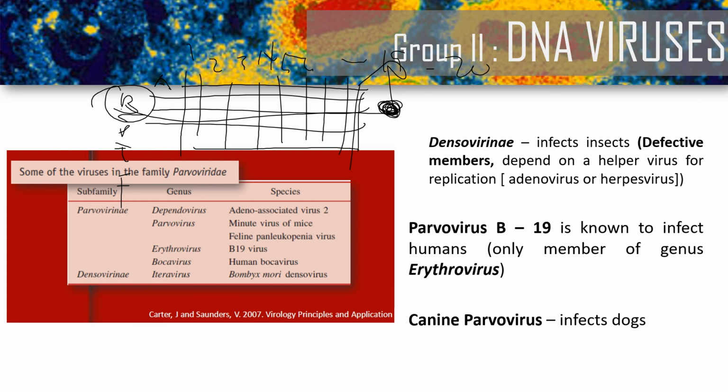And then, parvo is Latin for small. Because, as I mentioned in the previous slide, class, di ba, they are small.